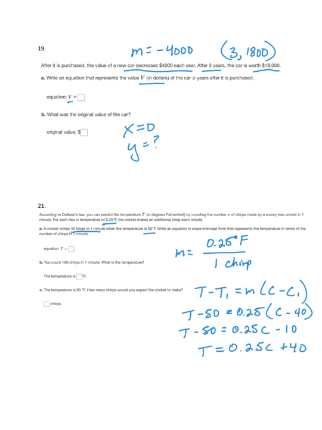Now for part B, you see that we count 100 chirps in 1 minute, and we're trying to find the temperature. So we're going to use this equation that you found for part A and say that C equals 100, and then you're going to solve for T. Same idea for part C. You're going to use that equation and say that T equals 96, so substitute 96 for T, and then solve for C.